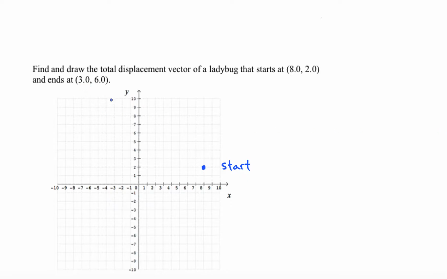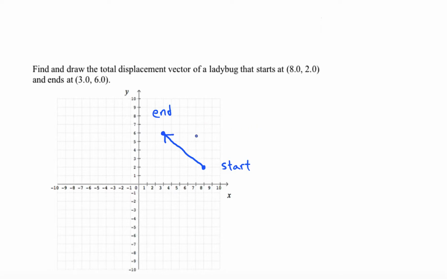Now the ladybug ends at (3, 6), so let's go over 3 units, then up 6 units, taking us to here, and this is the end. Okay, to draw the displacement vector, we start here with the tail of an arrow on her initial point, and then draw an arrowhead pointing toward where she ends up.